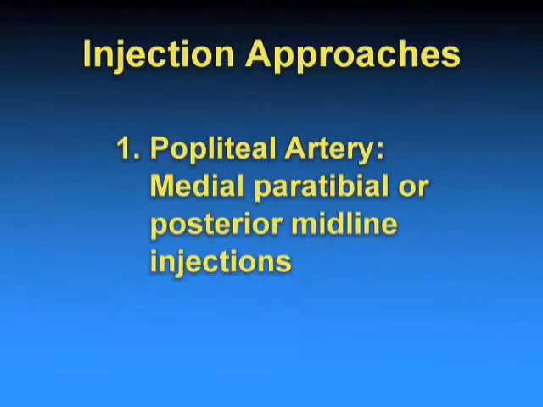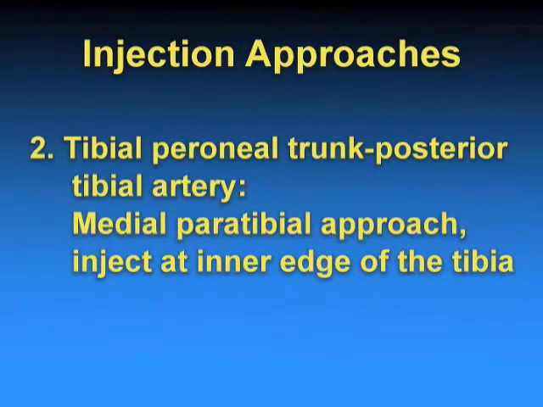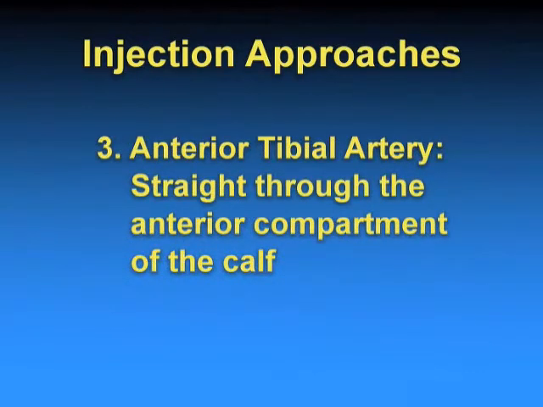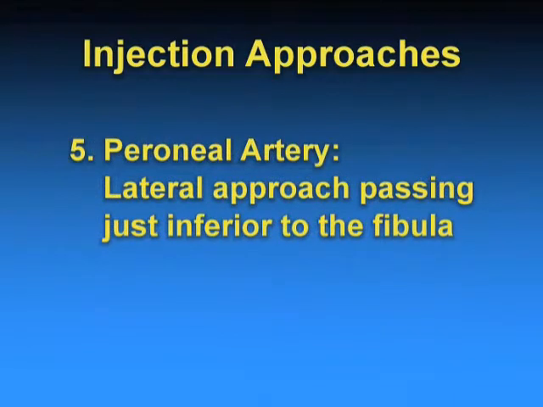1. Popliteal artery, medial, paratibial, or posterior midline injections. 2. Tibioperoneal trunk and posterior tibial artery, medial paratibial approach, inject at the inner edge of the tibia. 3. Anterior tibial artery, straight through the anterior compartment of the calf. 4. Pedal arteries, direct superficial injections based on angiogram. And 5. Peroneal artery, lateral approach passing just inferior to the fibula.